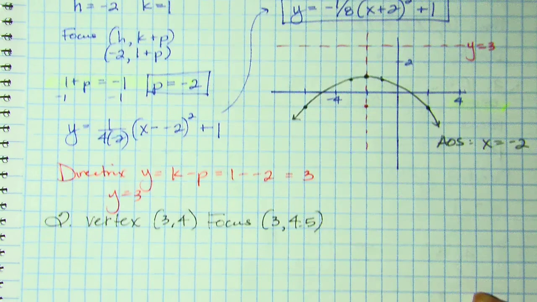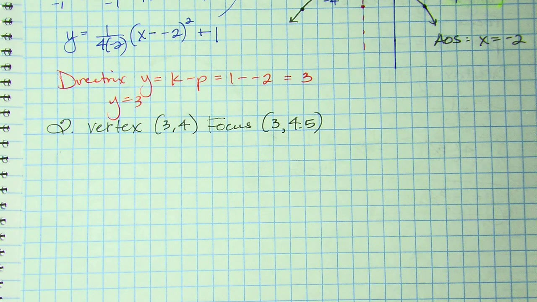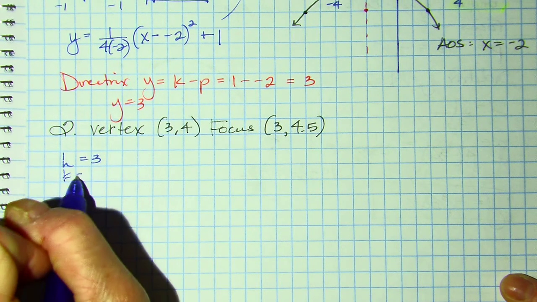All right, number 2. So here is our vertex and our focus. They'd like us to graph. That's all they're going to give us, and so we're going to find everything else. So I know that h is 3, k equals 4.